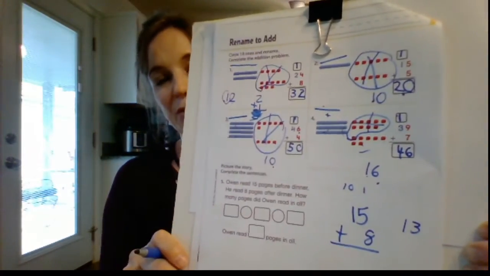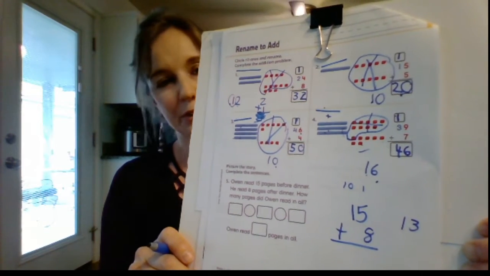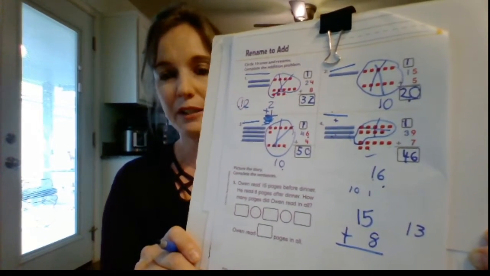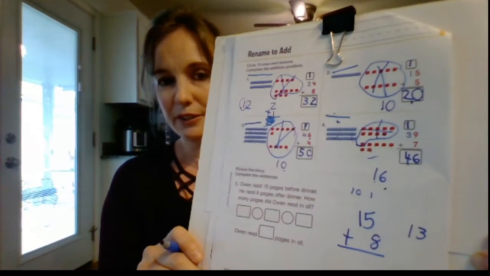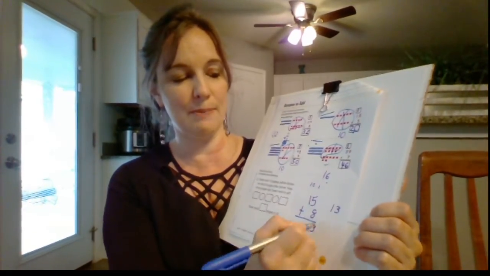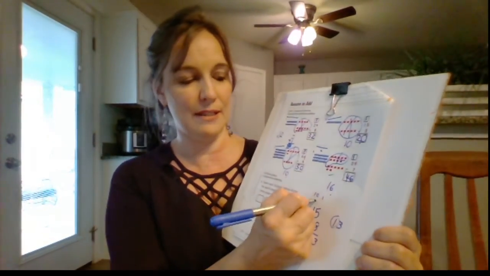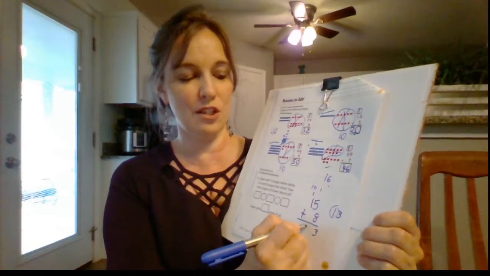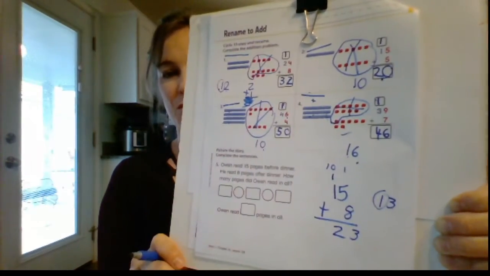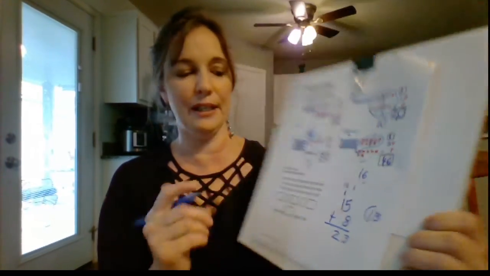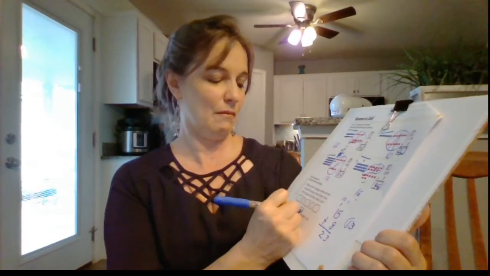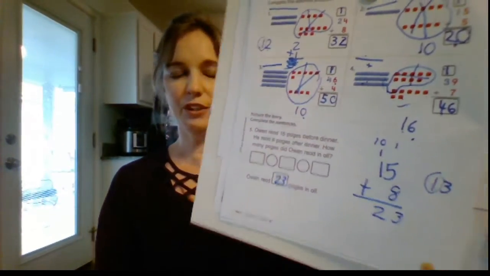Can 13 fit in the ones place? I see a group of 10 there. No, it cannot. How many ones are in 13? 3. So 3 goes in the ones place. Where does this group of 10 go? In the tens place. 1 plus 1 is 2. 23 pages is what he read. Write down your answer, 23.